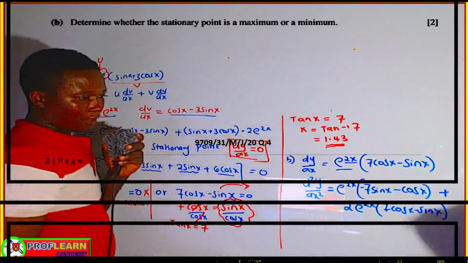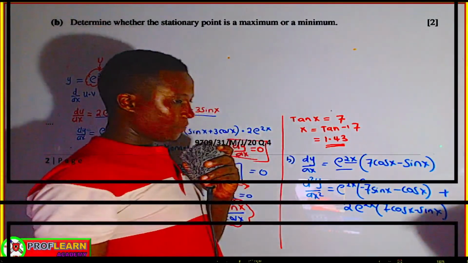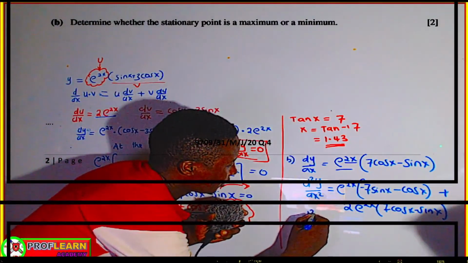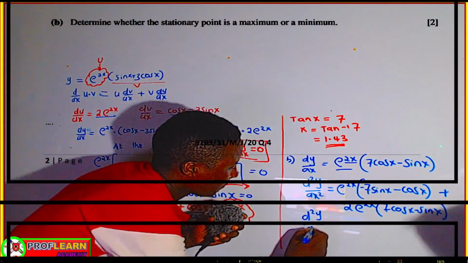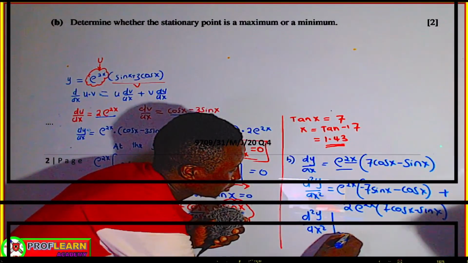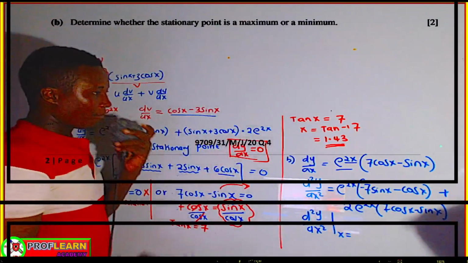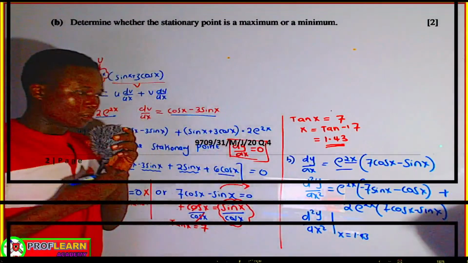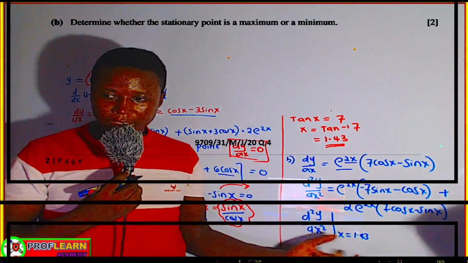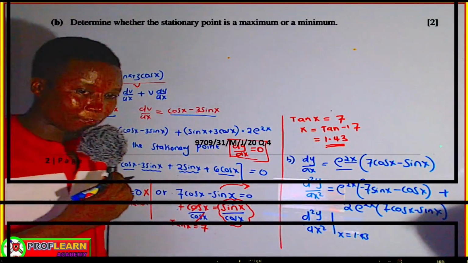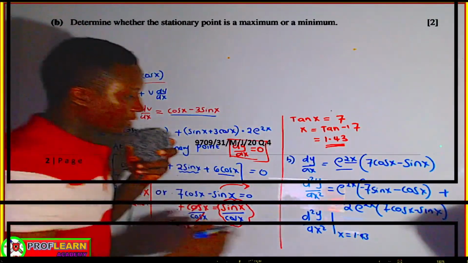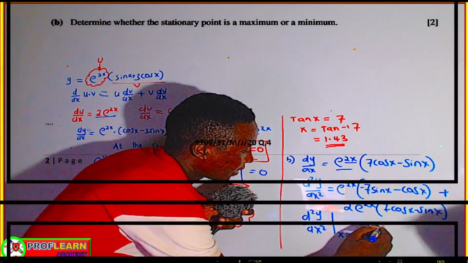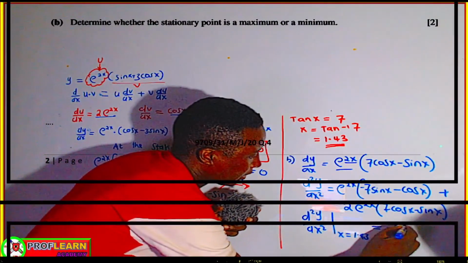So if you are going to work out this question, you're going to realize that we shall have then d squared y over dx squared. The next thing you're going to do is try to substitute into this function the value x equals 1.43, so that you can see, are you getting a positive value or are you getting a negative value. So if you substitute here, the answer you are going to get is actually a negative.